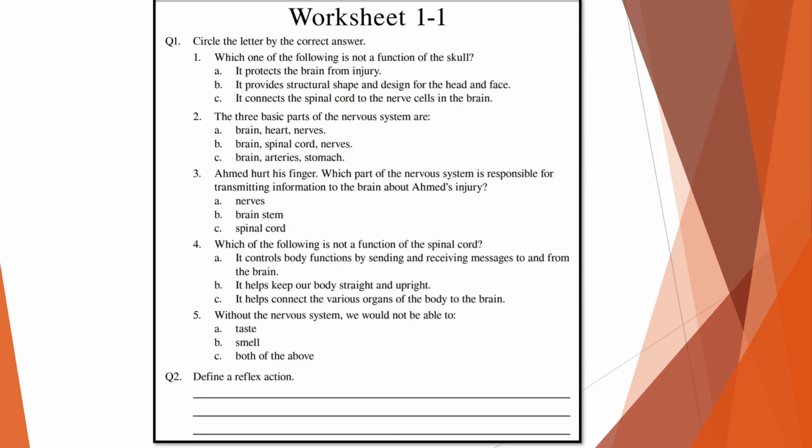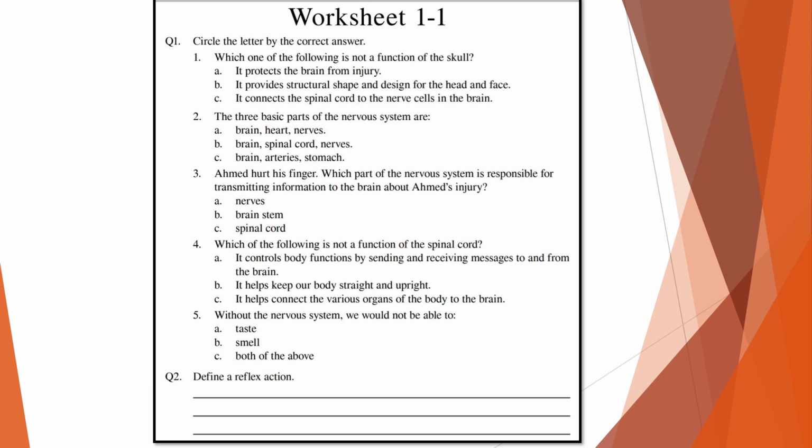Now we will solve worksheet number 1. The first question of your worksheet is, circle the letter by the correct answer. Your first statement is, which one of the following is not a function of the skull? Your options are, option A, it protects the brain from injury. Option B, it provides structural shape and design for the head and face. Option C, it connects the spinal cord to the nerve cells in the brain.